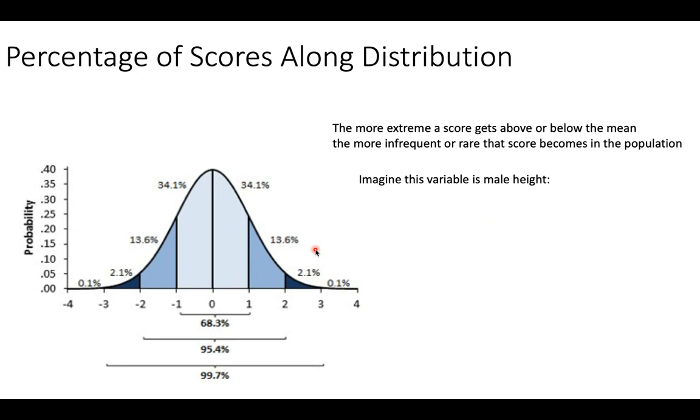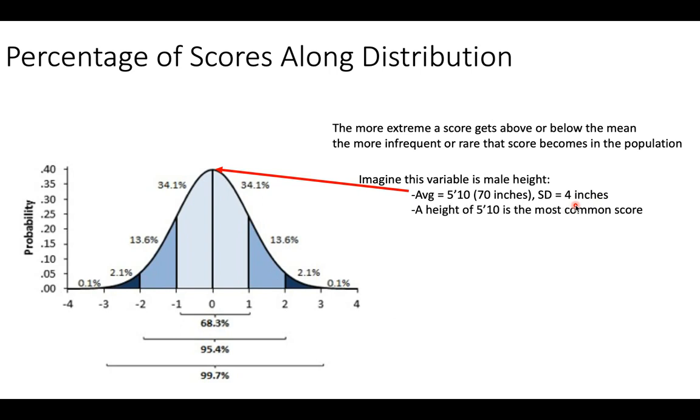So let's make this a little more real. Let's imagine, like I said earlier, that the variable we're depicting here is male height. We know that the average male height is 5'10", that's 70 inches, and that male height has a standard deviation of 4 inches. So the average goes right here. This high point of the curve indicates the percentage of men who have a height of 5'10". It's a lot of them. It's the most common score.